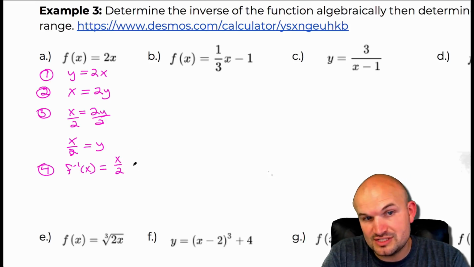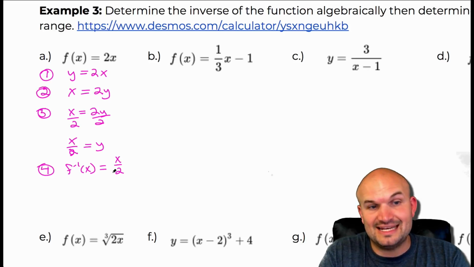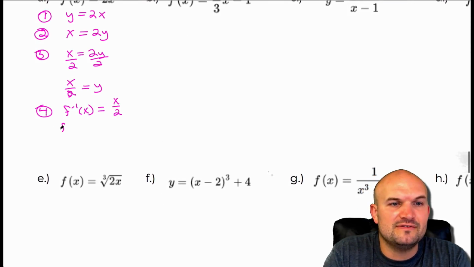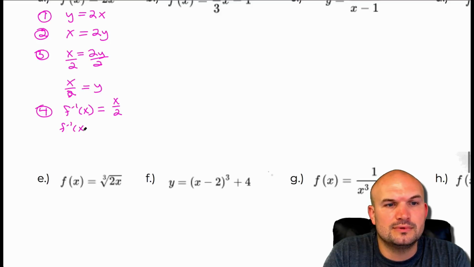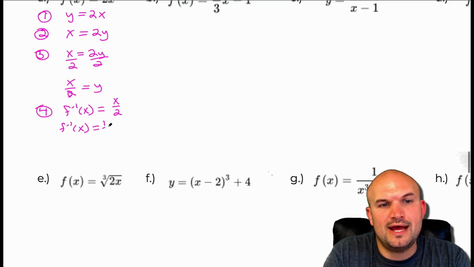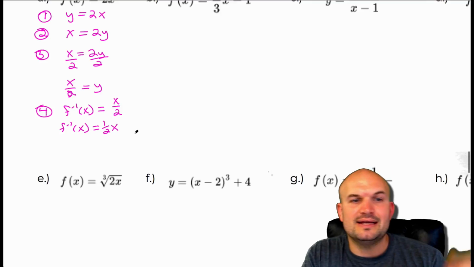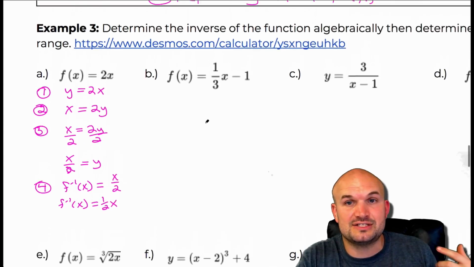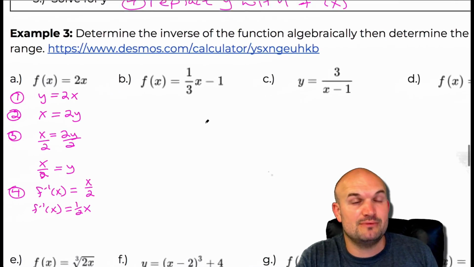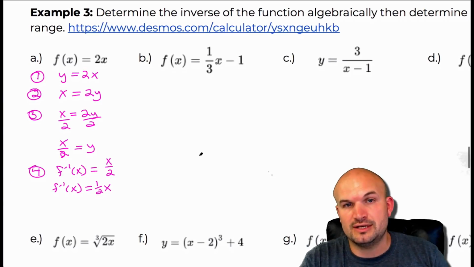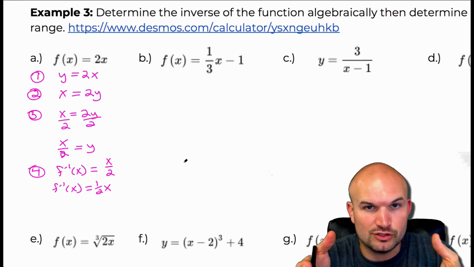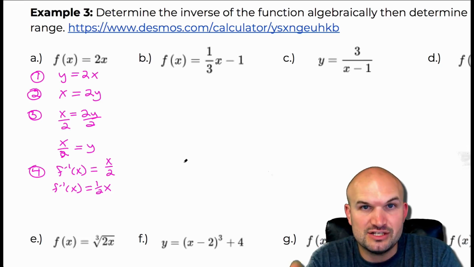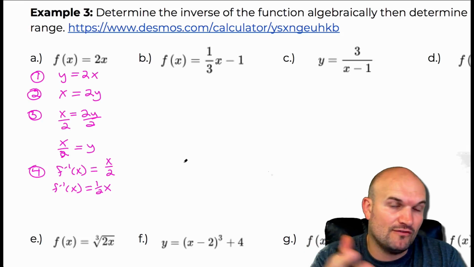And then also notice that that is the same thing as f inverse of x is equal to 1/2 x. Okay. Now, when identifying the domain and range, let's go back. I asked you to determine the domain and range of our inverse function. And again, if we know what the domain is of our inverse function, we know that's the range of the function. And the range of our inverse function is the domain of our original function.